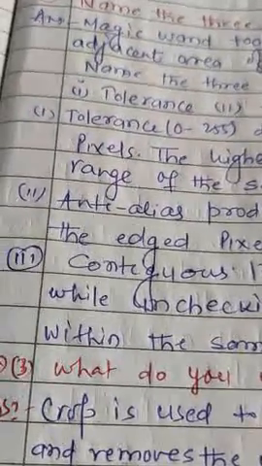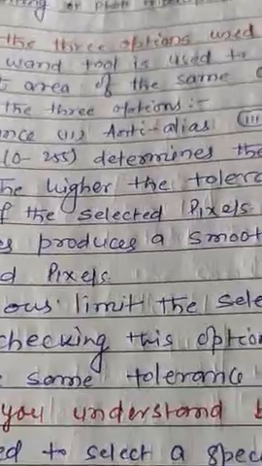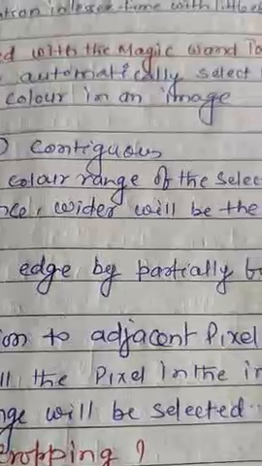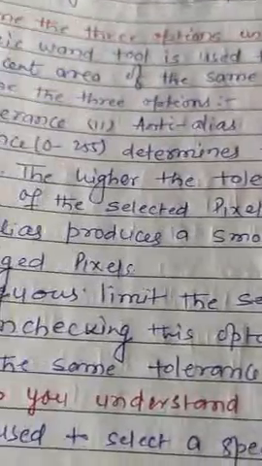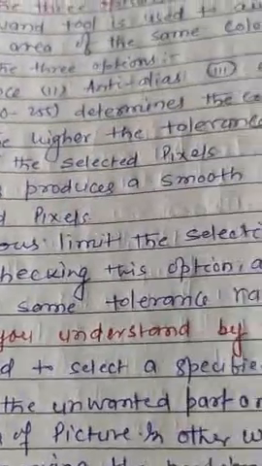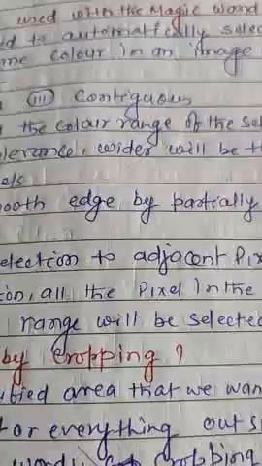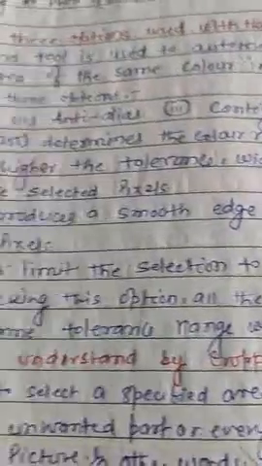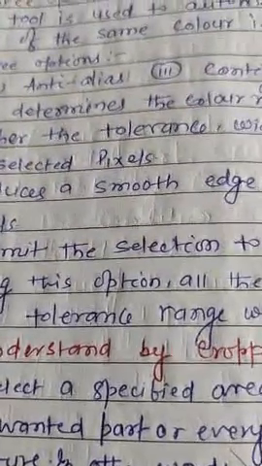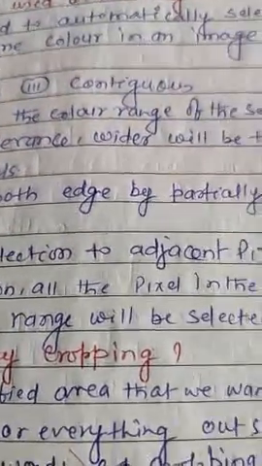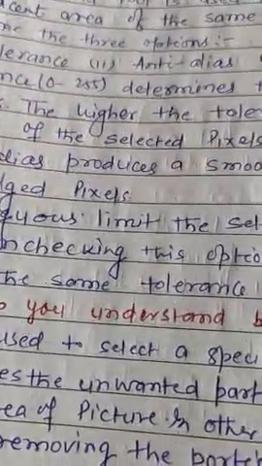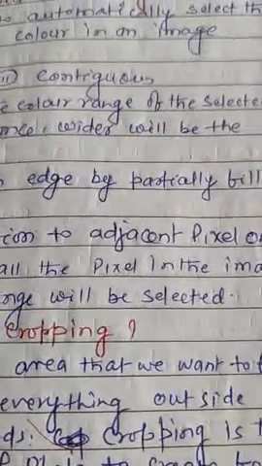Second, anti-alias produces a smooth edge by partially filling the edge pixels. Third, contiguous limits the selection to adjacent pixels only. While unchecking this option, all the pixels in the image within the same tolerance range will be selected.